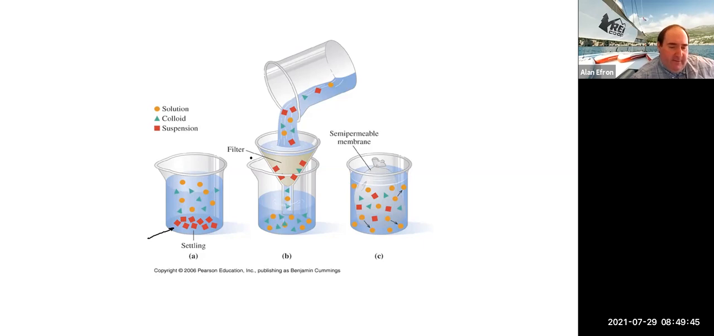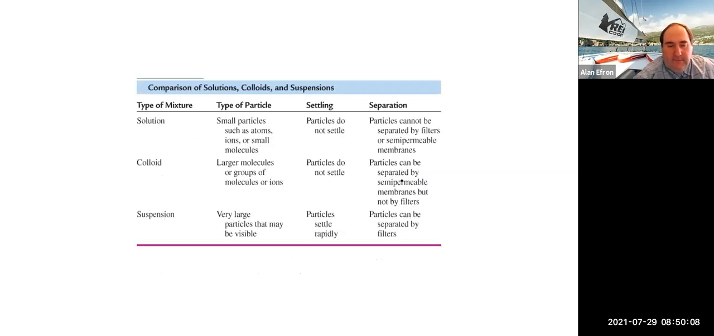Here, if we try to put it through a filter paper, you can see our suspension getting caught, but our solution or colloids going through the filter paper. And this is a membrane here, like a dialysis bag. Again, it only really allows those smaller solution molecules to exit and go in and out of the bag in that particular case.